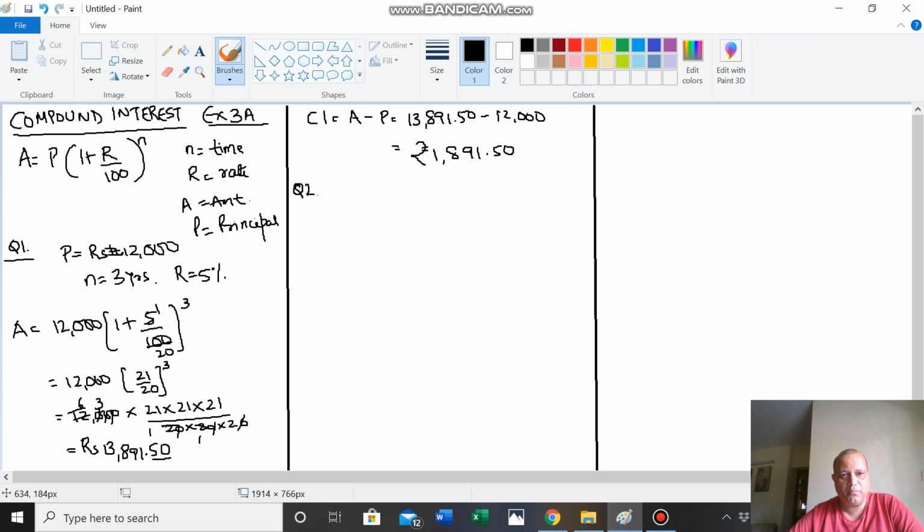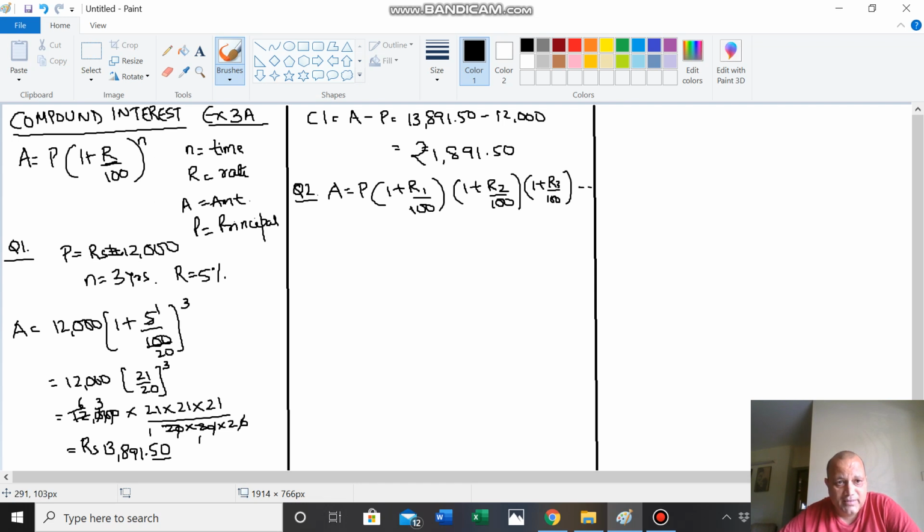Let's look at question number 2. Now, before we do question 2, let's look at a different formula. This was a case when the rate remains same for all years. Now, what happens if the rate for the first year is different, the rate for the second year is different, the rate for the third year is different? Then we use another formula, which is A is equal to P times (1 plus R1 upon 100), (1 plus R2 upon 100), (1 plus R3 upon 100), and so on and so forth for the number of years that we need to calculate. Please notice that this formula and the earlier formula are exactly the same.